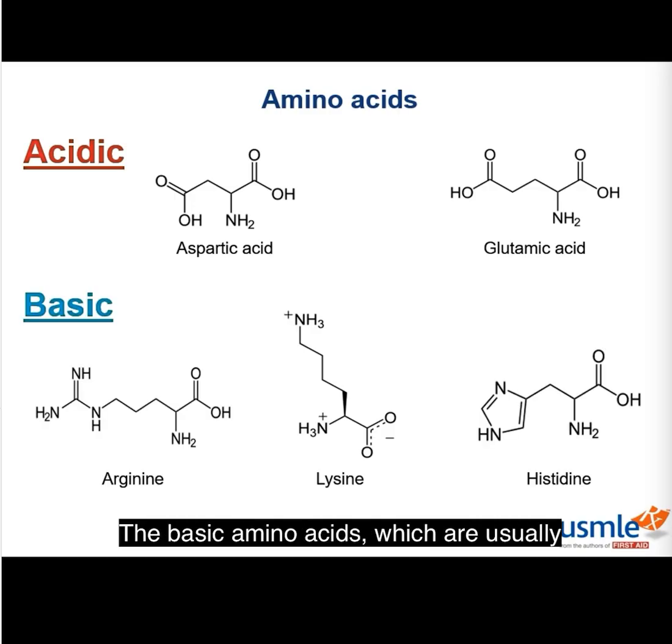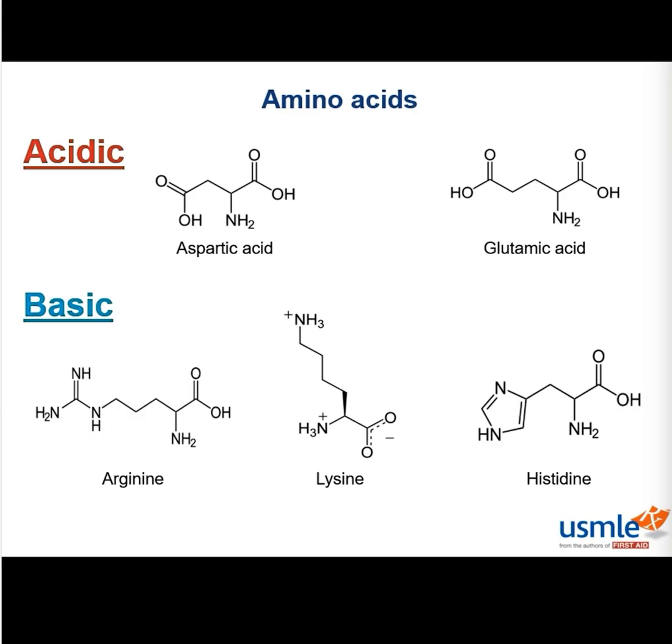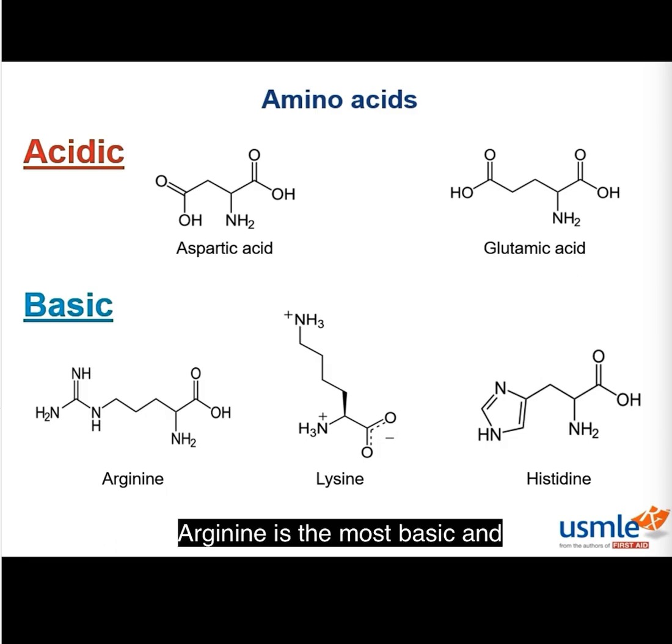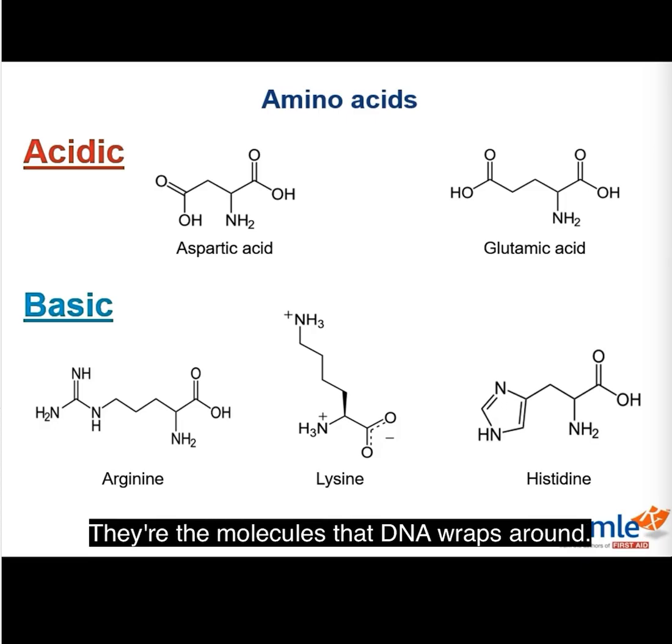The basic amino acids, which are usually positively charged at physiological pH, are arginine, lysine, and histidine. Arginine is the most basic, and histidine actually doesn't have a positive charge at physiological pH. Arginine and lysine are high in histones. Now, do you recall what histones are? They're the molecules that DNA wraps around.